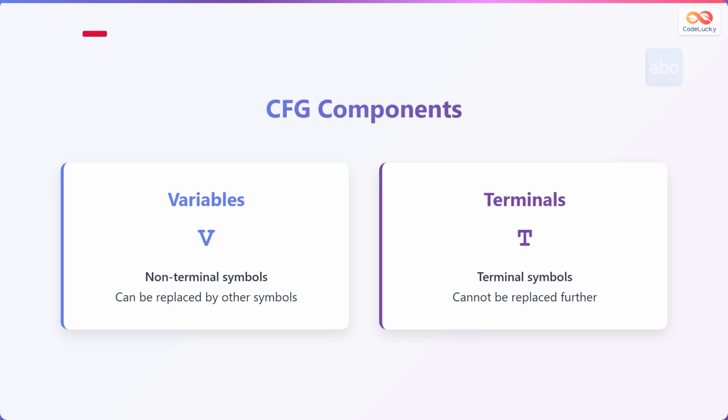Now let's break down these components. The first component, V, stands for variables, also known as non-terminal symbols. These are symbols that can be replaced by other symbols according to the production rules of the grammar. The second component, T, represents terminals. Terminal symbols cannot be replaced further. They are the final building blocks of the strings that the grammar can generate.